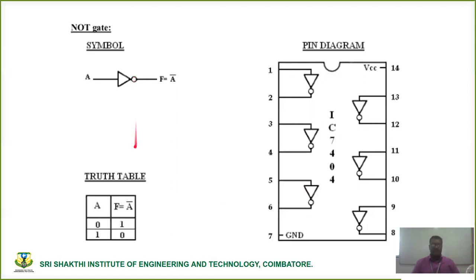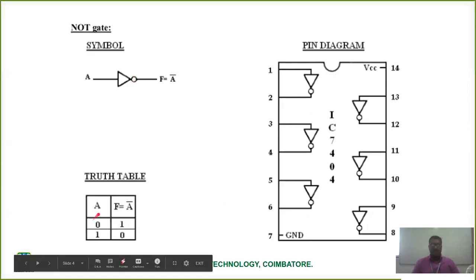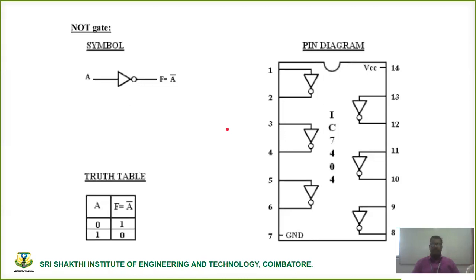Okay, so coming to the truth table, it's only one input, one output. If you give 0 input, my output will be 1. If your input is 1, my output will be 0. So the NOT gate, or we call it an inverter. Simply we call it an inverter.